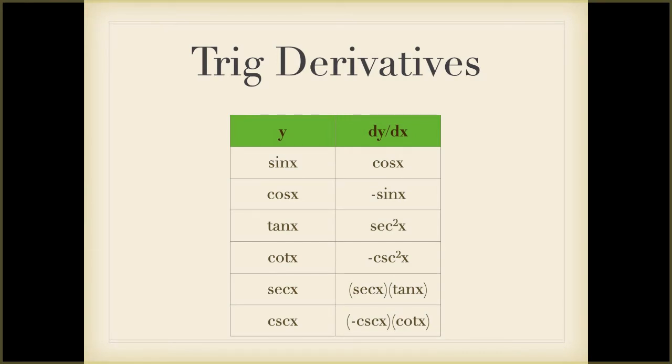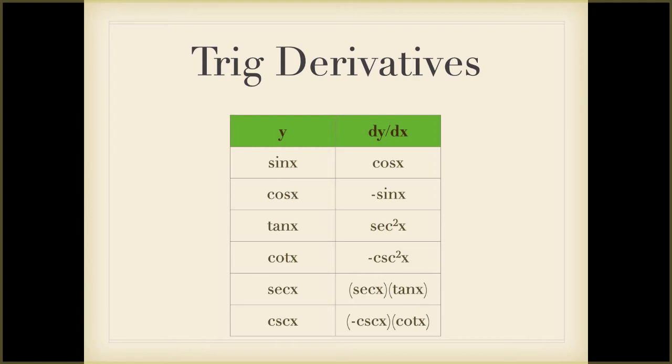We have talked about a couple of these before. If you have sine of x, we've seen this before: if you took the derivative of this, you would get cosine x. If you take the derivative of cosine x, you get negative sine x. When you take tangent x, you get secant squared x. Cotangent x is negative cosecant squared x. And then secant x, when you take the derivative, is secant x tangent x. And when you take the derivative of cosecant x, you get negative cosecant x cotangent x.